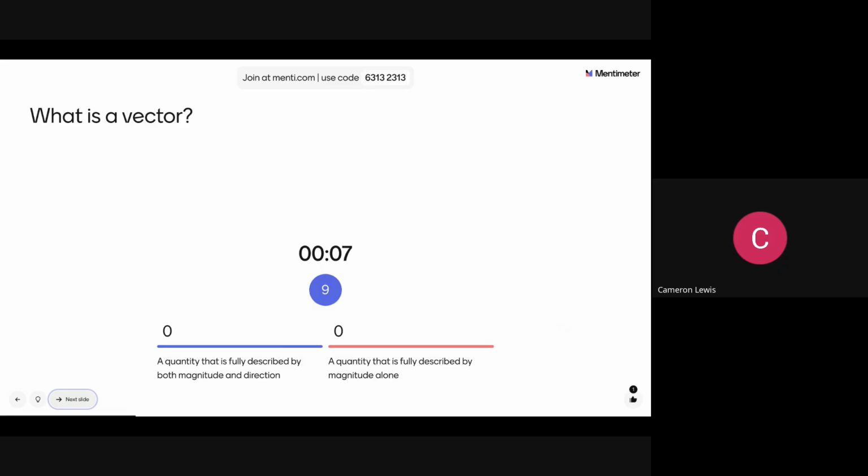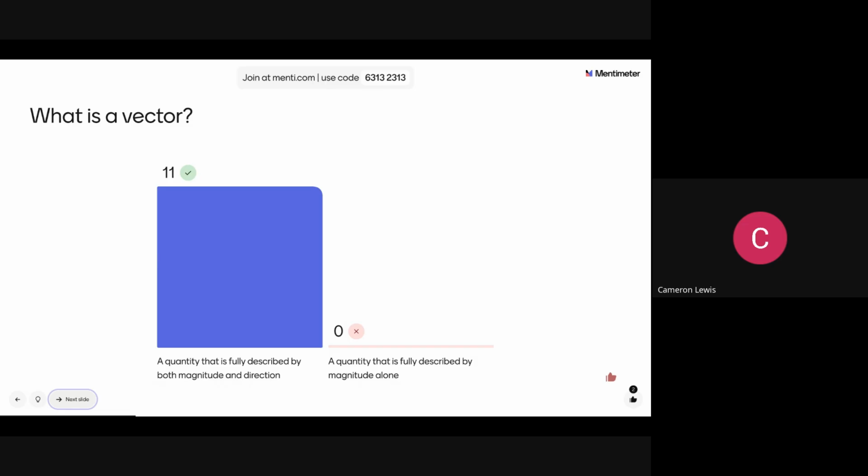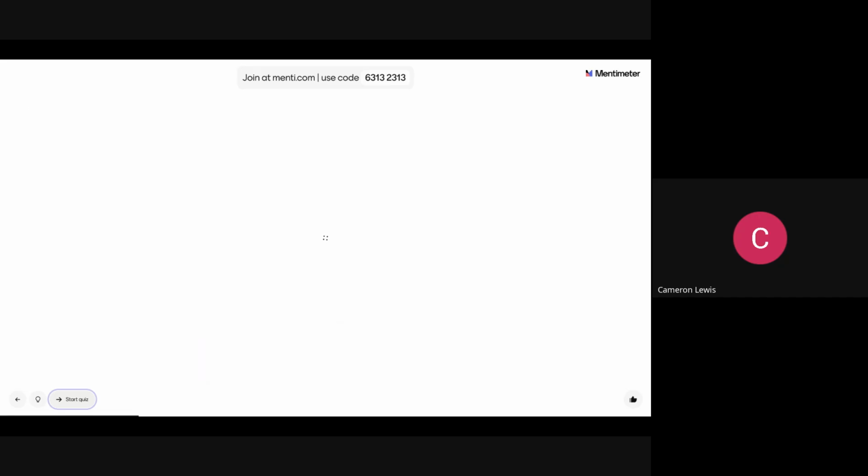A quantity that's fully described by both magnitude and direction, or a quantity that's fully described by magnitude alone, is that a vector? Everyone voted, 100%. Good job. So a quantity that's fully described by magnitude and direction, that's what makes a vector.